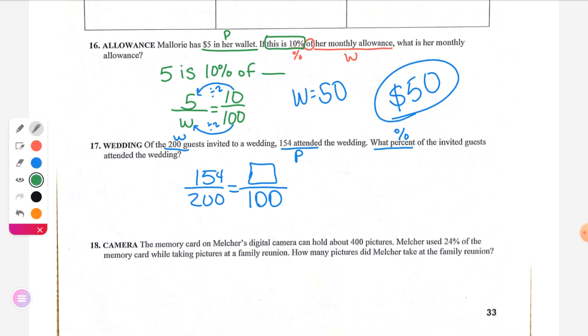How do we get from 200 to 100? Times 2. Think about it: to go from 200 to 100, we're getting smaller. Divide by 2. So when we take 154 divided by 2, we get 77. What would my label be on this one? Not just percent. 77% attended the wedding. And it's usually 77% attended the wedding.